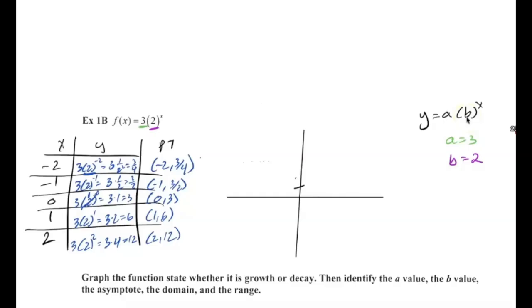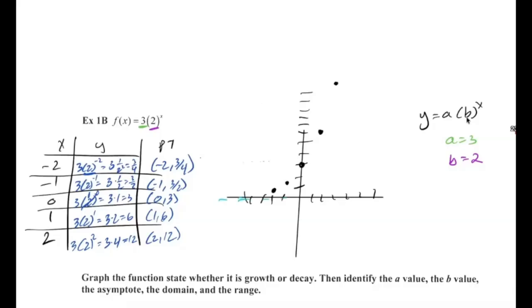Anyway, we're going to plot this. I have negative 2 and 3/4, close to 1. I have negative 1 and 3/2, a little higher than 1. I have 0 and 3 up there. And I have 1 and 6, off my grid already. And I have 2 and 12, way up there, right? Exponentials grow fast.